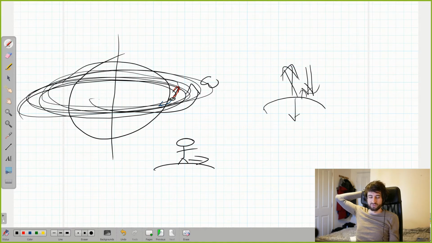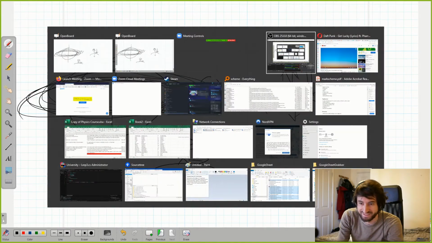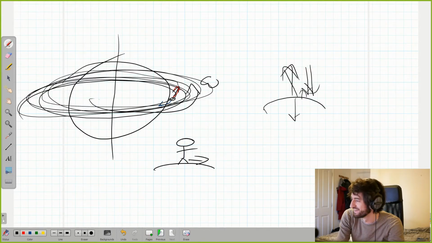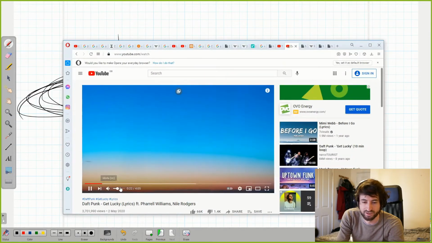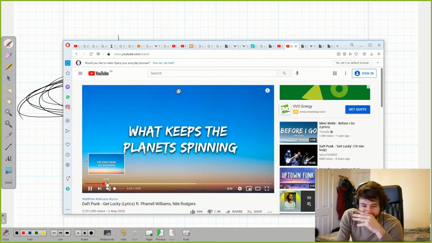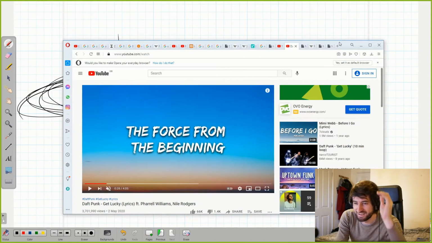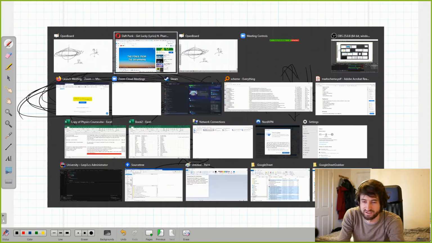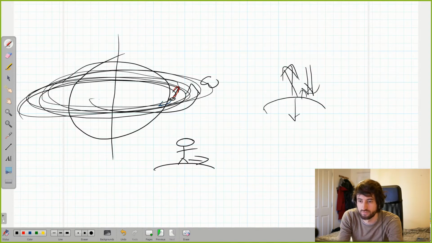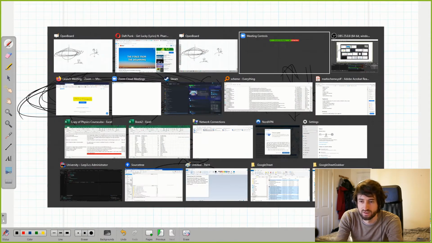But if you go into... he says the force from the beginning, right? Which is technically not... It's more like the torque from the beginning. Yeah, he's right. Pharrell's right. The reason the Earth's still spinning is because we're not robbing it of torque right now, but we can.